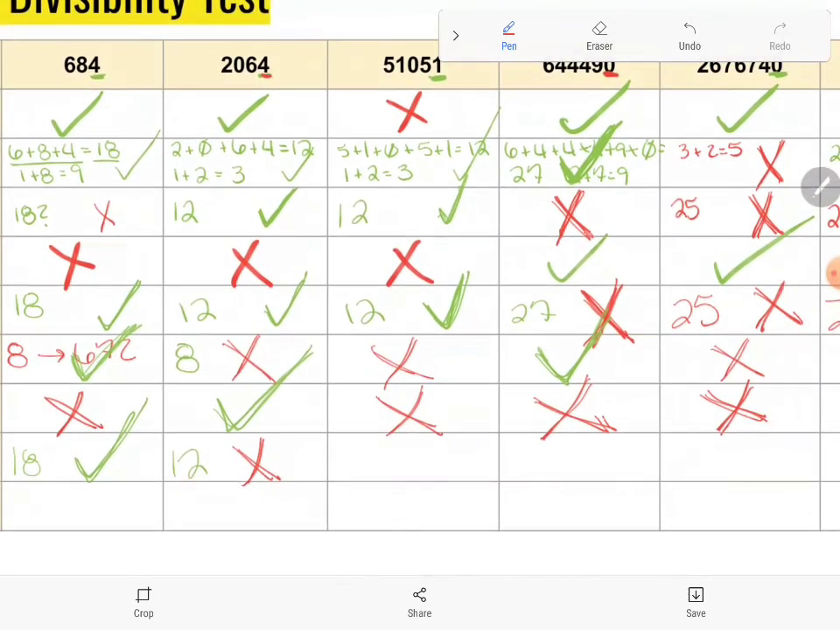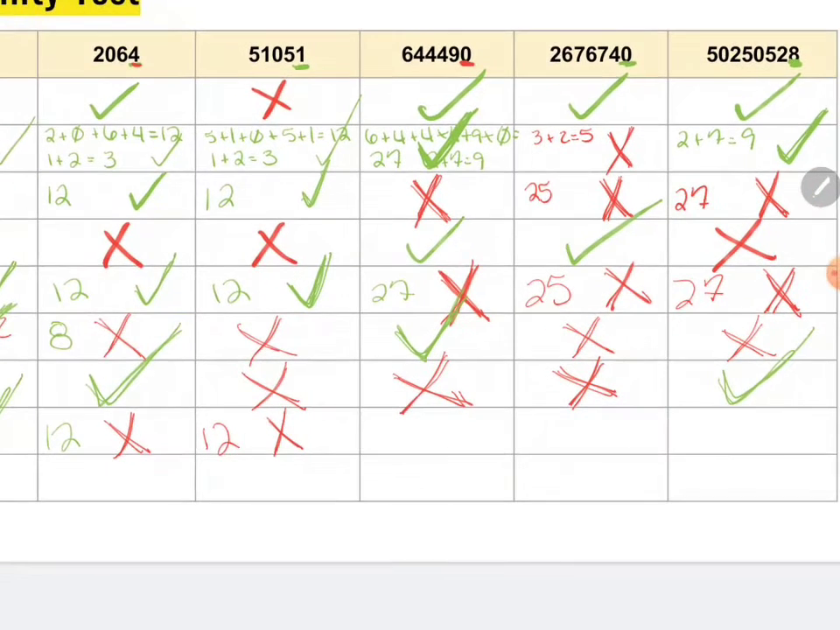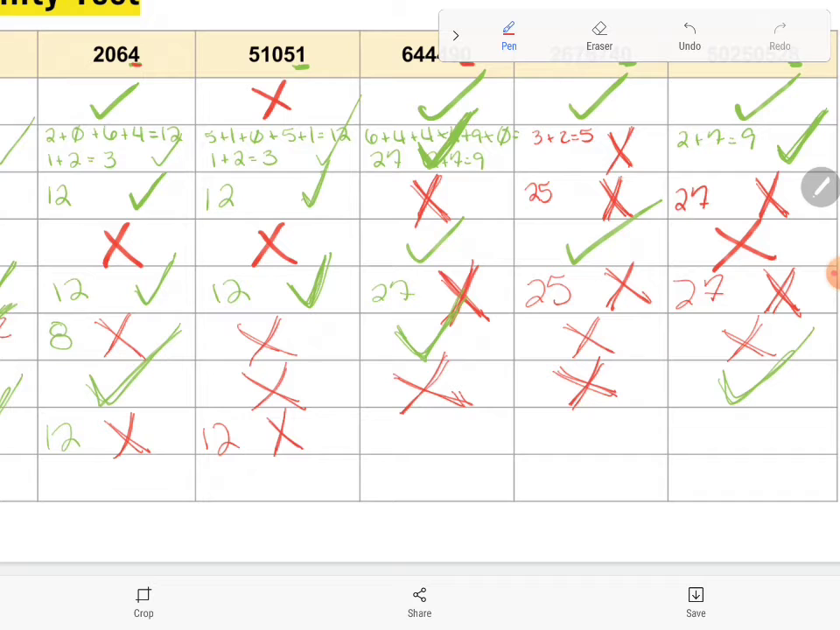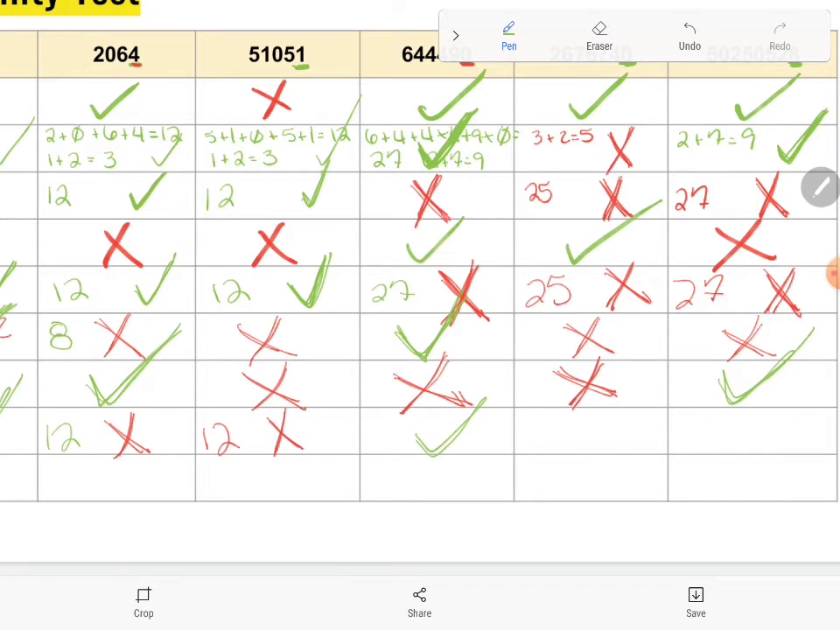5 plus 1 plus 0 plus 5 plus 1 is going to be a 12 as well. It's not a factor of 9, so it will not work towards the whole number. Next, we have 6 plus 4 plus 4 plus 4 plus 9 plus 0, which is going to be 27. And 27 is actually a factor of 9. So this one will be a part of it.